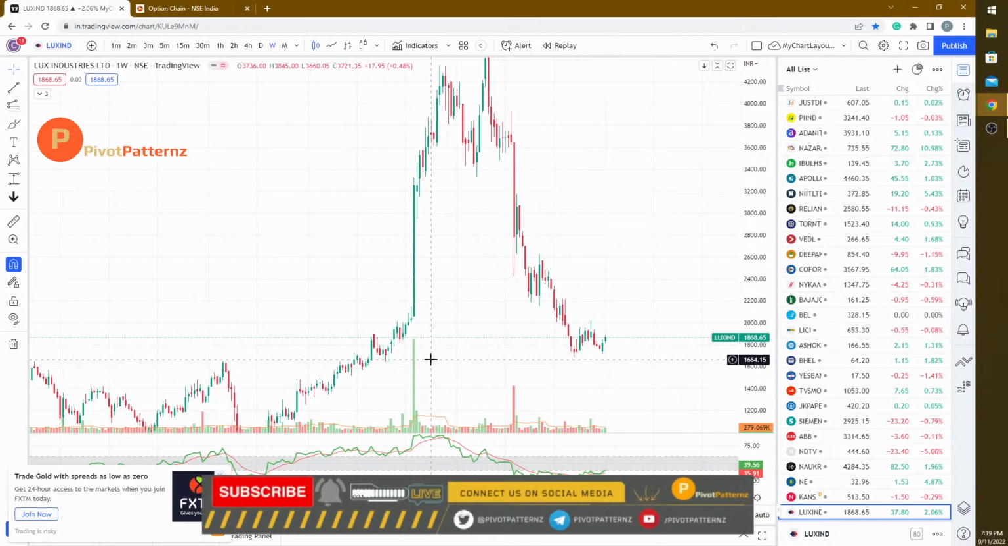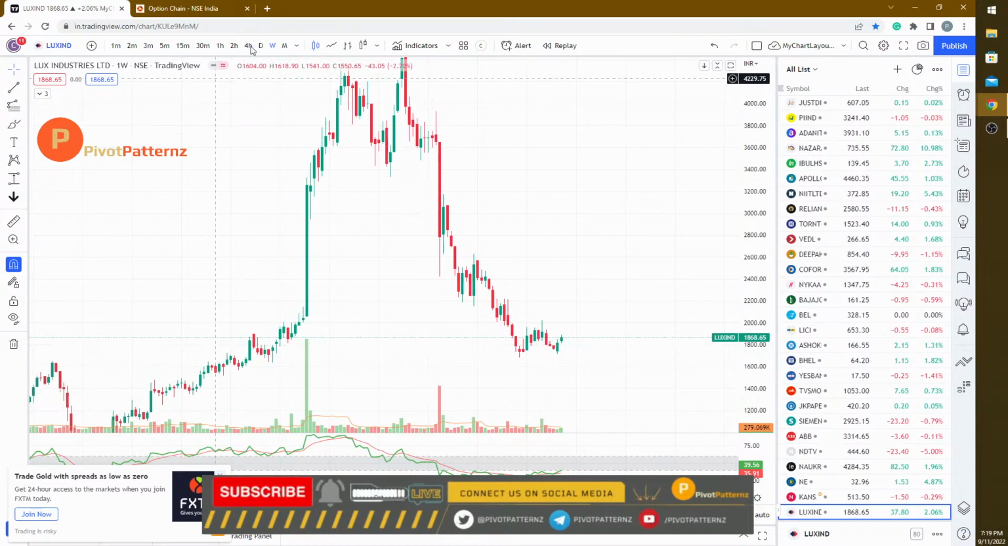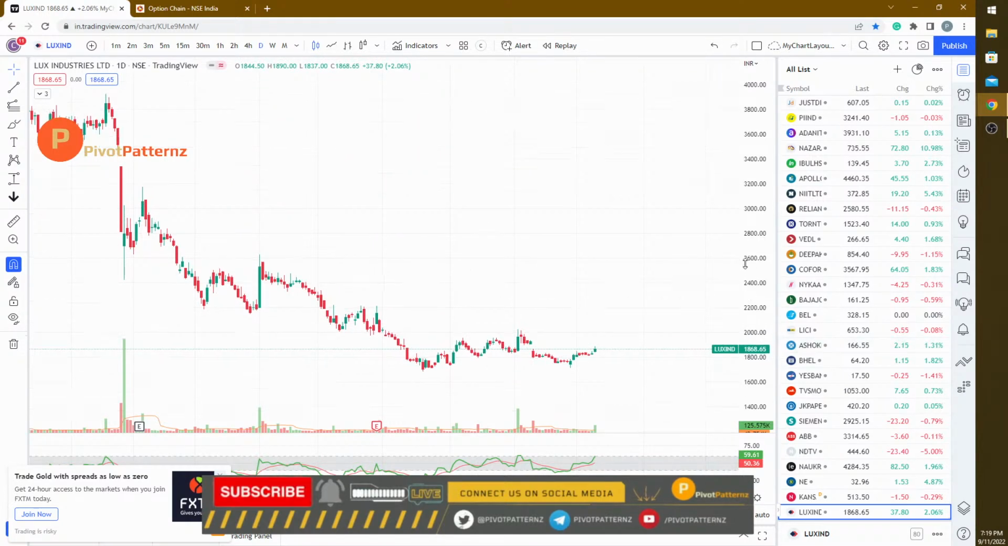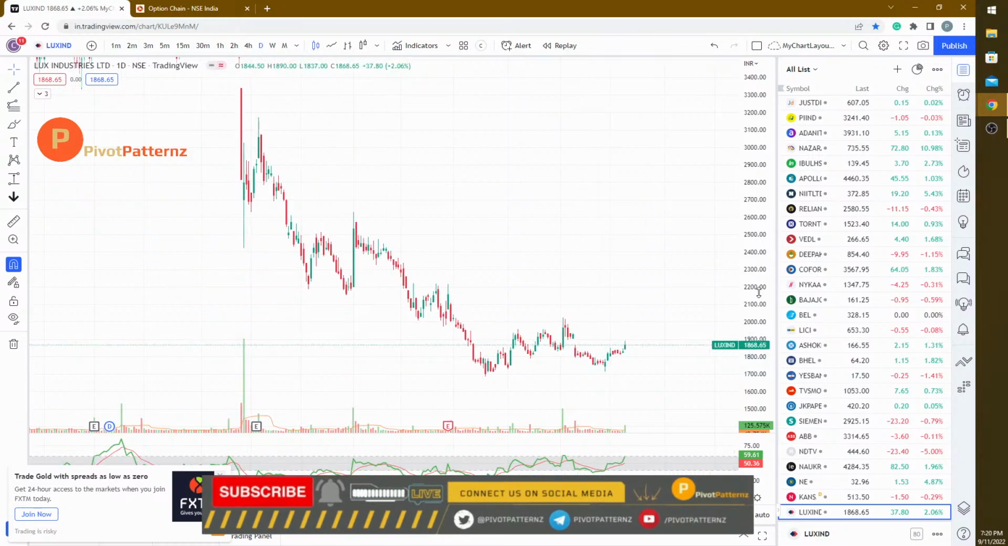If you are holding it, I'm assuming that you are holding it on weekly basis, your first target would be this 2028. Oh, you already bought it. Okay, 1840 was your buy. I think you should hold. That's a huge stop loss here. 1840, where you have bought? No, your entry is not correct.